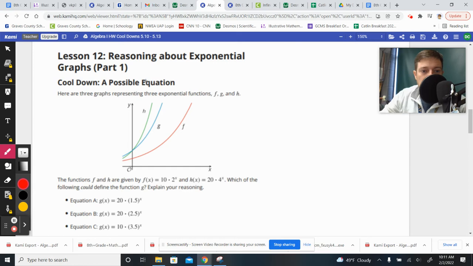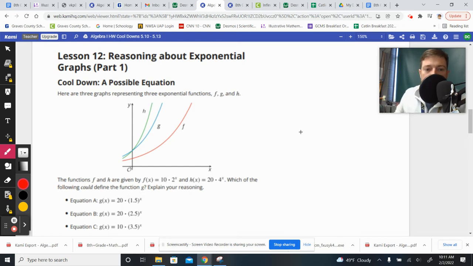So I got three graphs here. It represents function f, g, and h. The functions f and h are given by f of x and h of x, which are here. And then it wants to know which of the following could define the function g and explain your reasoning.